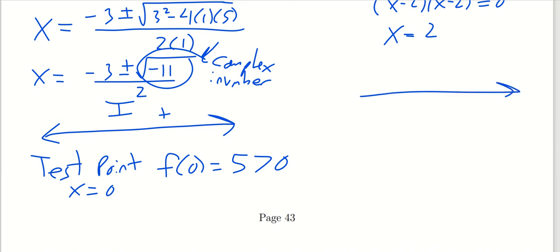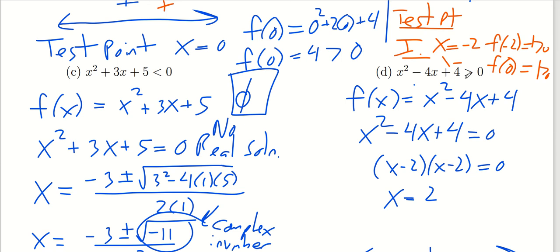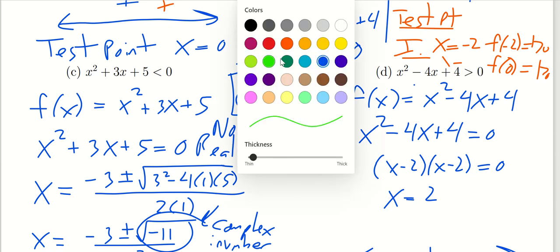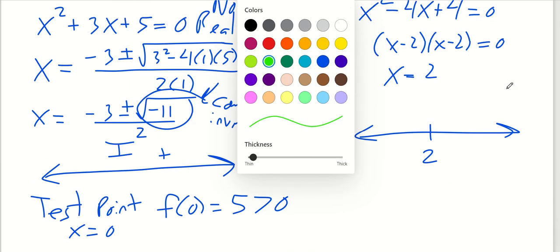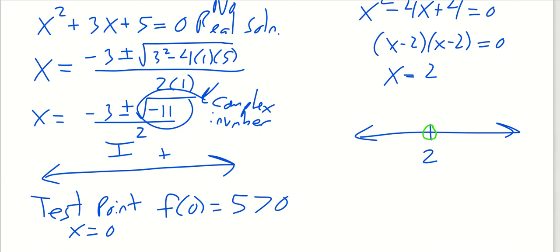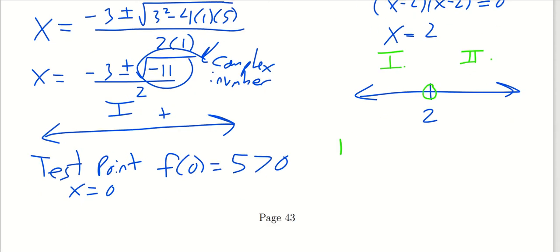That's one number to plot on the number line. So let's plot the number 2. Notice that because of the type of inequality, it's a strict inequality, has to be strictly greater than. That means that value will not be included. So let's go ahead and put an open circle there to remind ourselves that it is not going to be included. That one number divides the number line into two regions, region 1 and region 2.